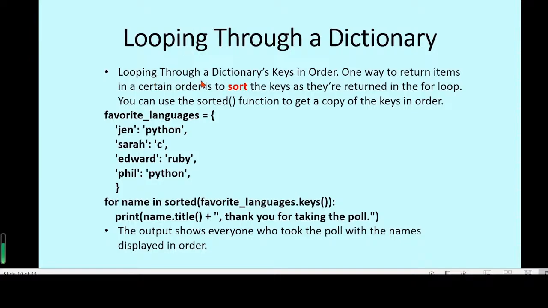You can also loop through a dictionary's keys in order. So one way to return items in a certain order is to sort the keys as they are returned in a for loop. You can use the sorted function to get a copy of the keys in order. So create this dictionary. Then we use sorted on favorite languages dot keys and print out.